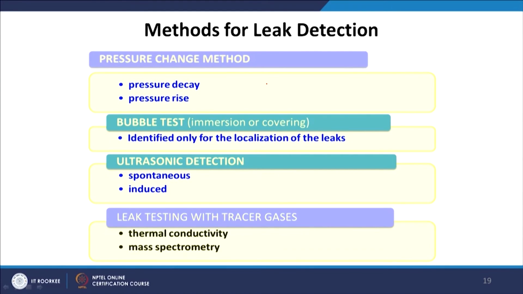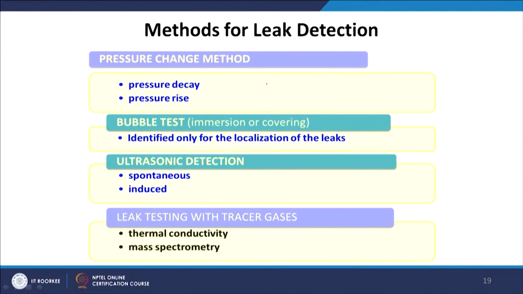Here you look for the pressure decay or the pressure rise. Two things can happen: either the pressure can be reduced or the pressure can be increased. A common test which we use is the bubble test, which is an immersion or covering test, used only for the localization of the leaks. So, the bubble test can tell you where the leaks are.